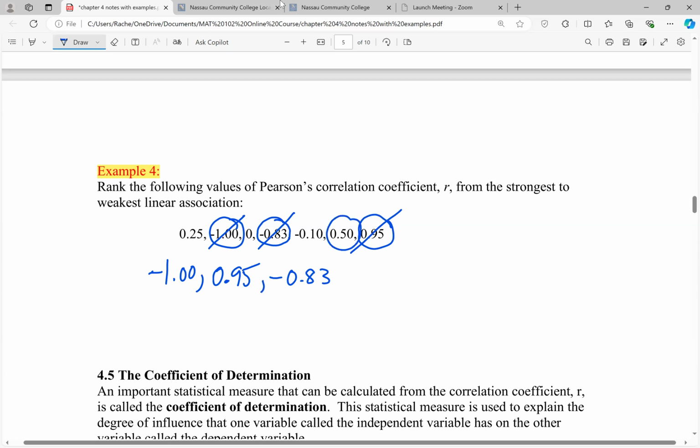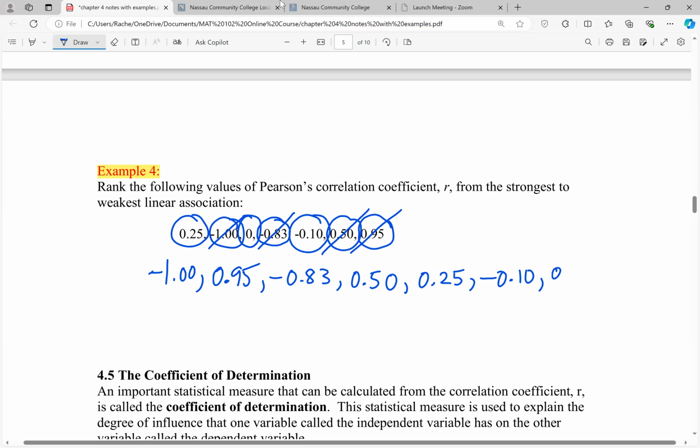Next, we would have 0.50. Then we would have 0.25. So see how now the weaker we're getting, the closer to 0, right? Then we're going to have negative 0.10. And then the weakest R value here is going to be 0, right? That indicates no linear correlation.